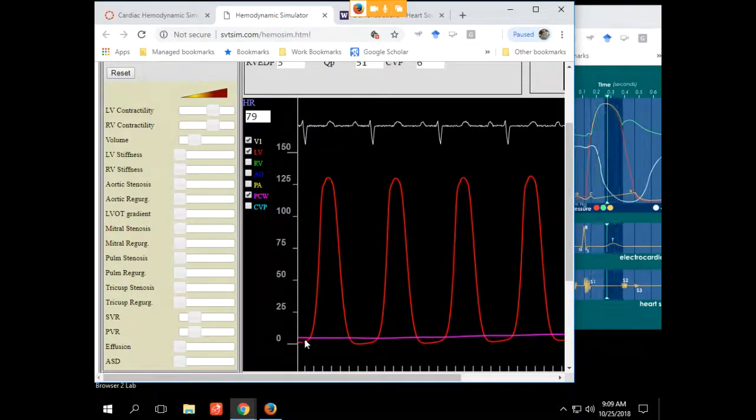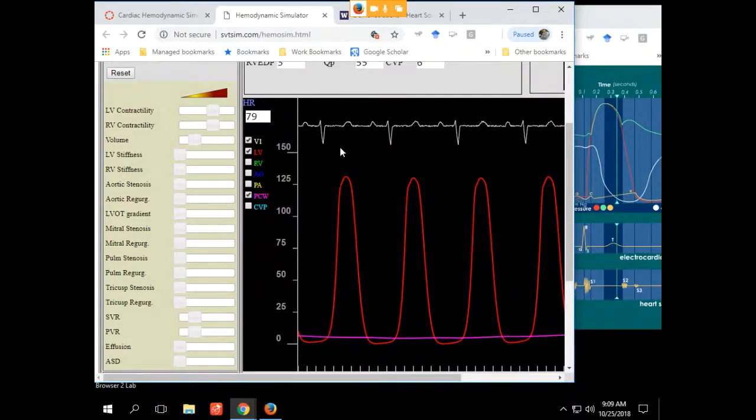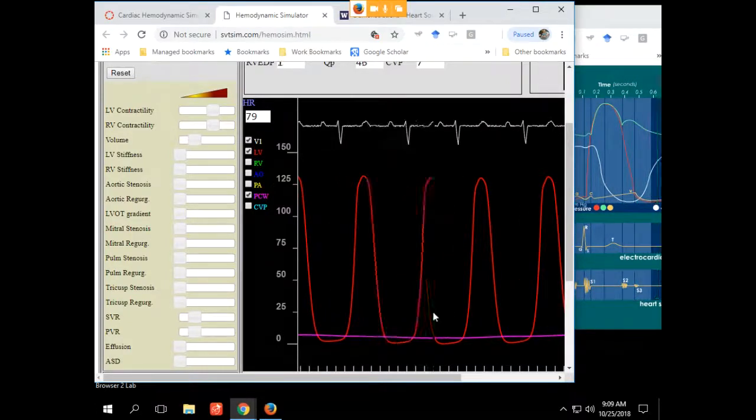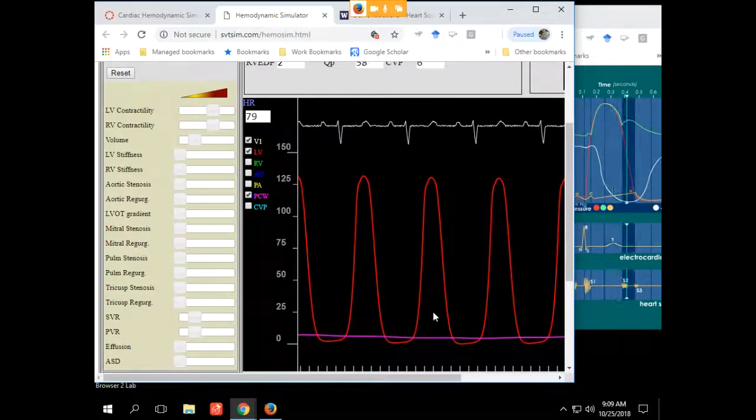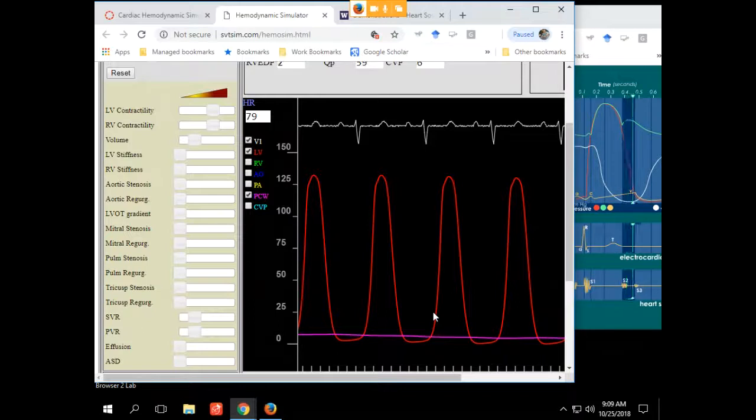Which phase of the heart cycle are we going to look for stenosis in? Are we going to look for it in systole here or in diastole here? Diastole, right? Because that's going to tell us how the valve opens up. If it opens up during diastole, right? So that's systole's top. Cool.